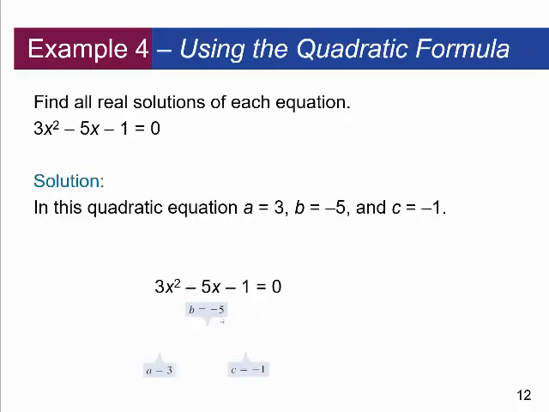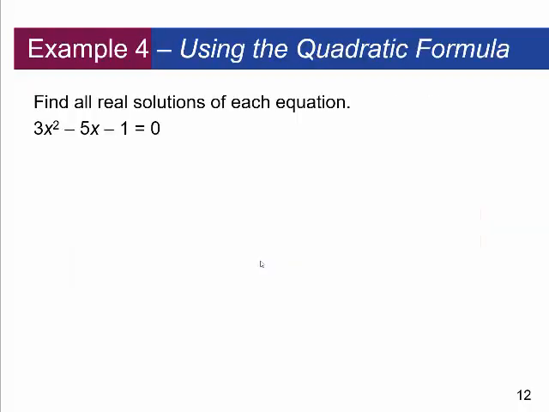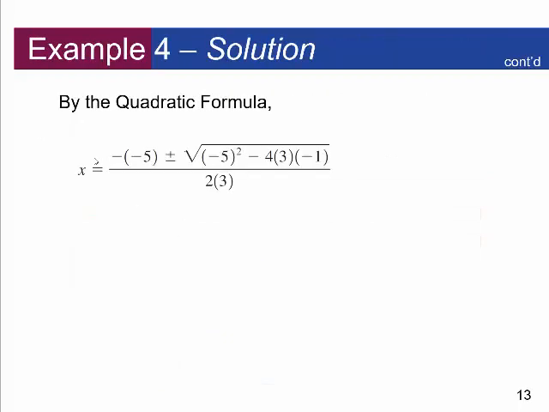So I'm going to take my a, my b, and my c, and plug them into the formula right here. When I do, I get negative 5 plus or minus the square root of negative 5 squared minus 4 times 3 times negative 1, all over 2 times a, which is 2 times 3. All you have to do at this point is clean this up. Underneath the radical, if you put that in correctly, you get 37. So we have two solutions here: 5 plus or minus the square root of 37, divided by 6.